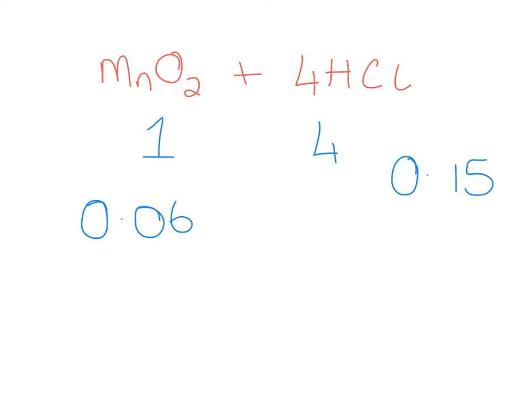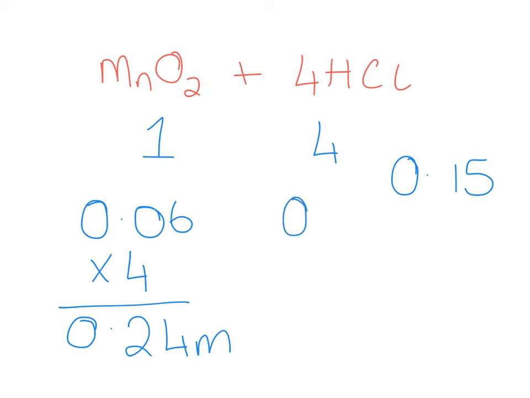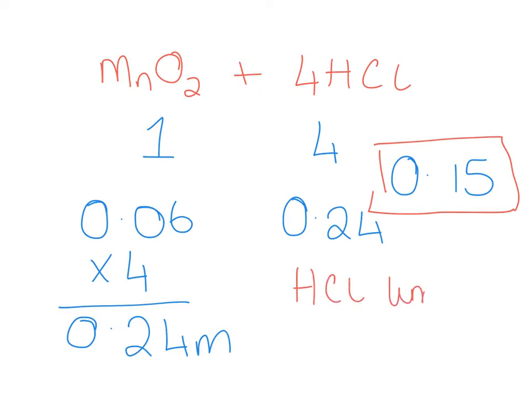Now, in order for this to work, I need 4 times the amount of my MnO2 if this ratio is to work. So I multiply my 0.06 and I realize that if I was to use every single one of my 0.06 moles of MnO2, I would require 0.24 moles of HCl. However, we've already calculated we only have 0.15 moles of my HCl available. So in this instance, my HCl is the limiting reagent.